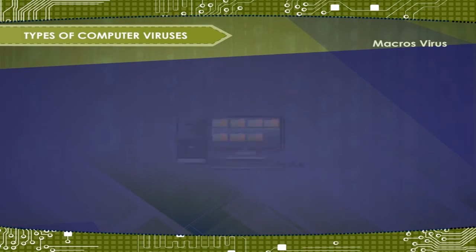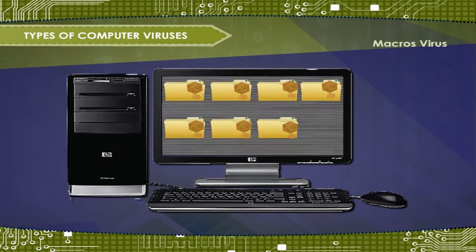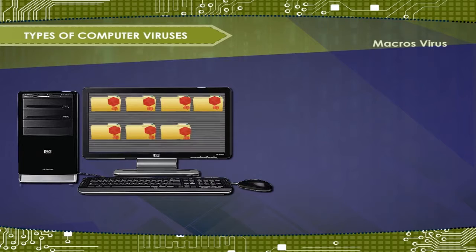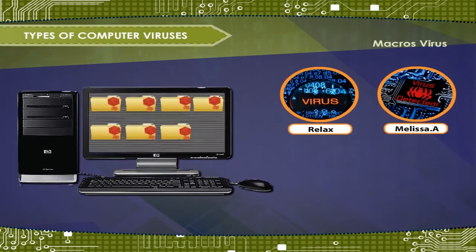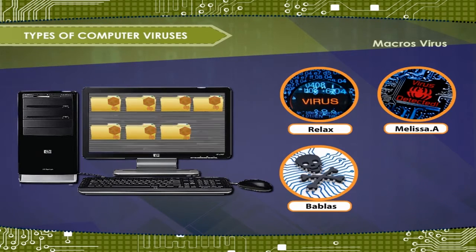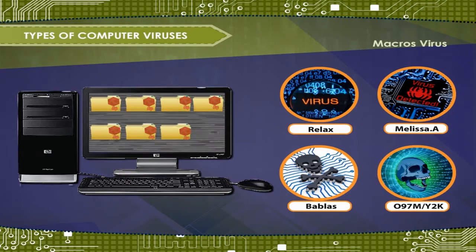Macro virus. Macro viruses infect files that are created using certain applications or programs that contain macros. Macros make it possible to automate series of operations so that they are performed as a single action, thereby saving the user from having to carry them out one by one. Such mini programs are the target of macro viruses. Examples of macro viruses: Relax, Melissa.A, Bablas, O97M/Y2K.